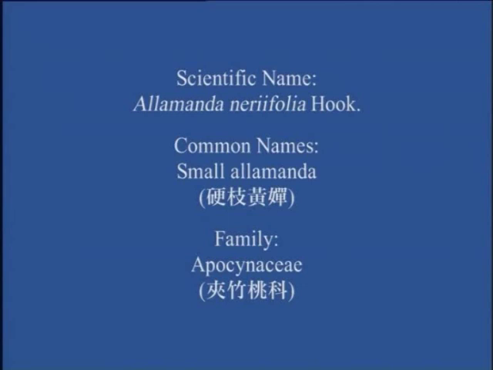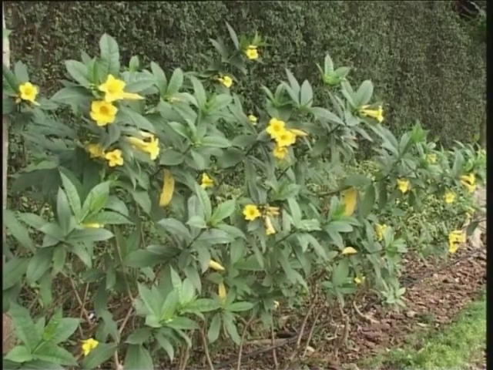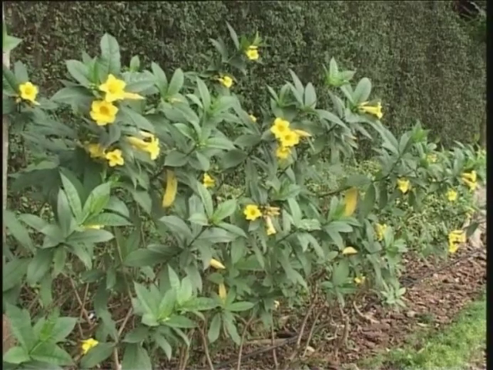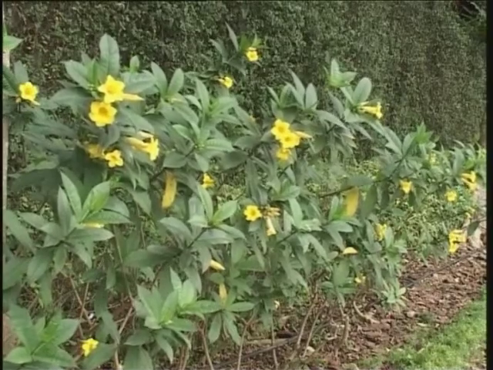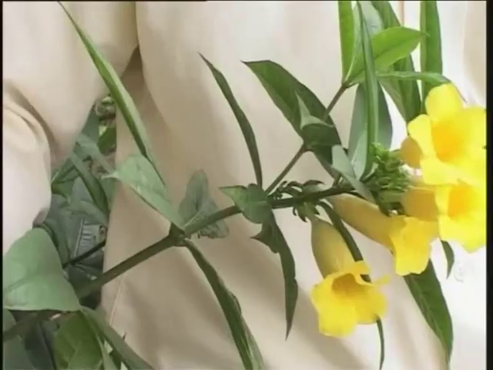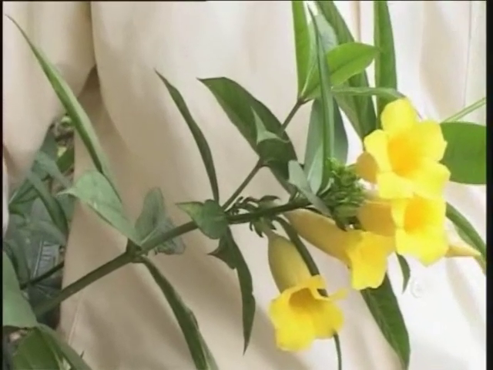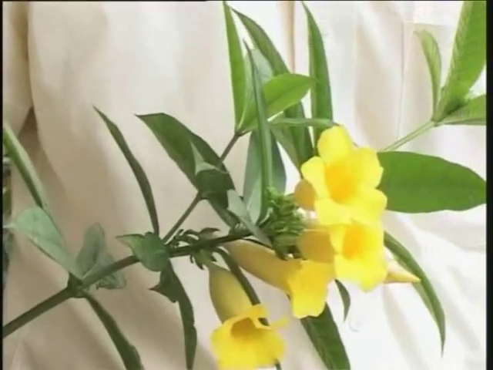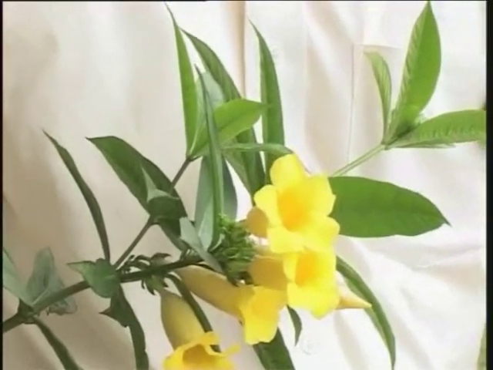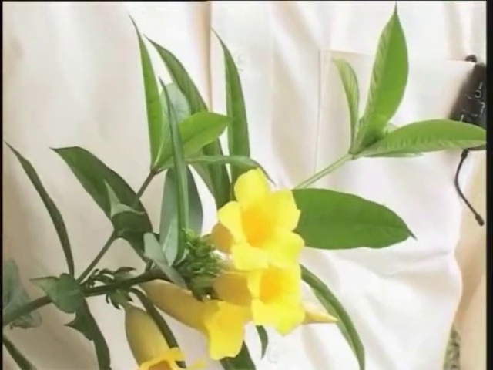Small allamanda. Apocynaceae. This is an erect shrub up to 2 meters high, usually cultivated for ornamental purposes. The leaves are simple, arranged in whorls of 3 to 5, elliptical or lanceolate oblong in shape.